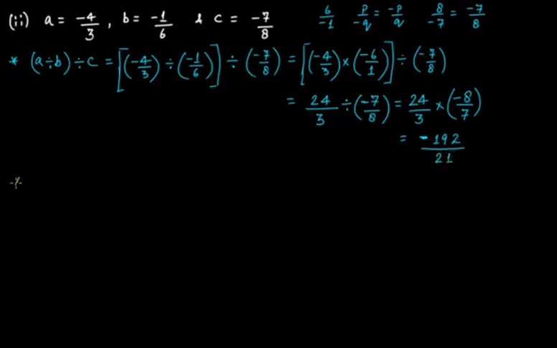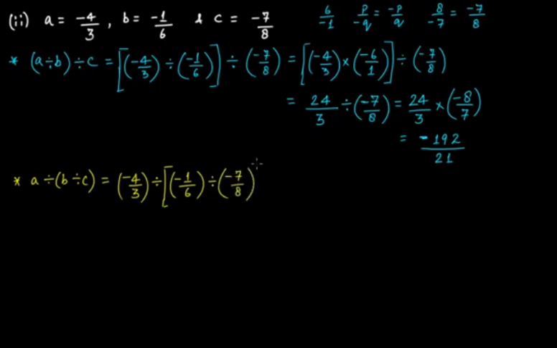Now let's solve for A divided by B divided by C. If you solve it, A is minus 4 over 3 divided by B is minus 1 over 6 and C is minus 7 over 8. Okay, so this becomes minus 4 over 3 divided by minus 1 over 6. This is division, so invert and multiply, division of two rational numbers. This is minus 7 over 8. If you invert it, it will become 8 over minus 7. But as we have discussed here, it's actually minus 8 over 7 only. That is, we can put the negative sign with the numerator.